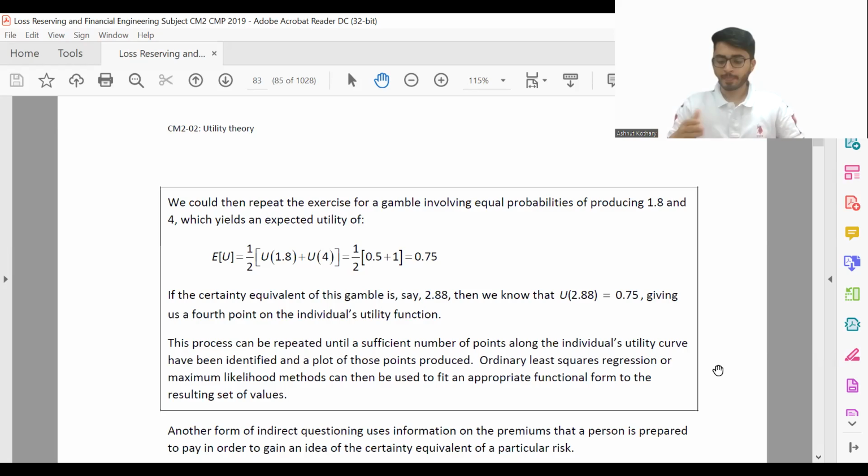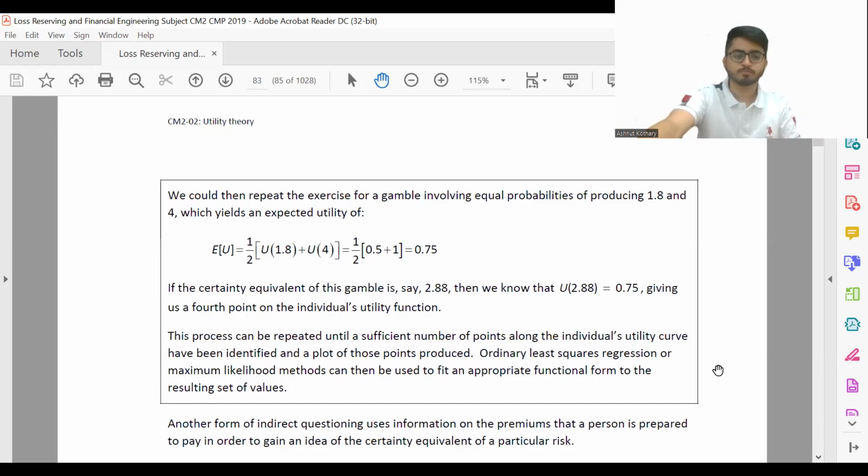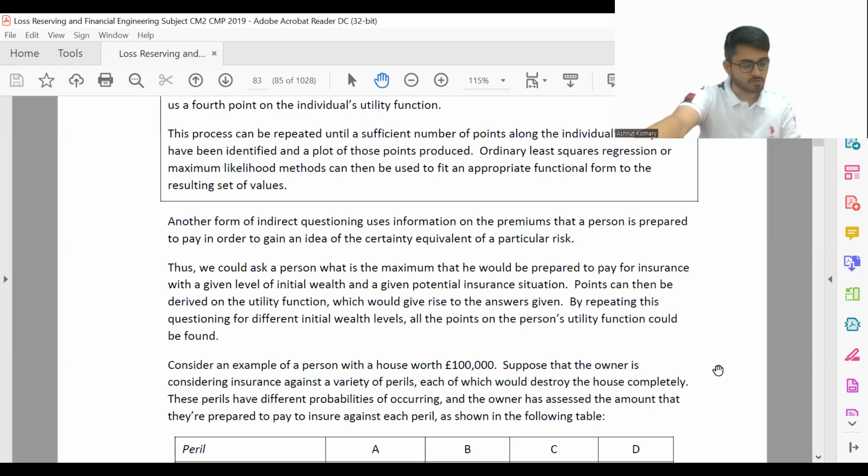We keep proceeding. Final paragraph: these processes can be repeated until a sufficient number of points along the individual's utility curve have been identified and a plot of those points produced. Ordinary least squares regression or maximum likelihood methods can then be used to fit an appropriate functional form to the resulting set of values. So again, if in an exam they ask you, they won't ask you the precise function, it is just the layout. This is the exact framework you need to provide. So this was under construction of utility function.